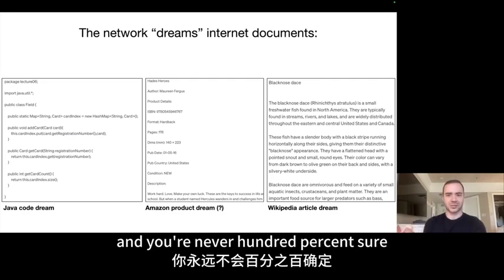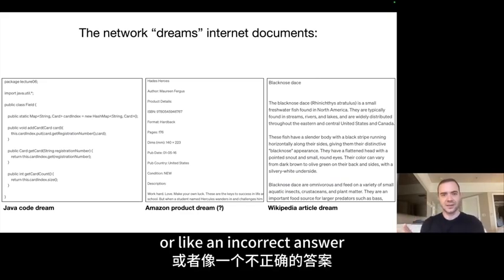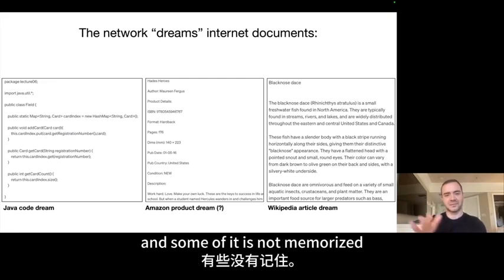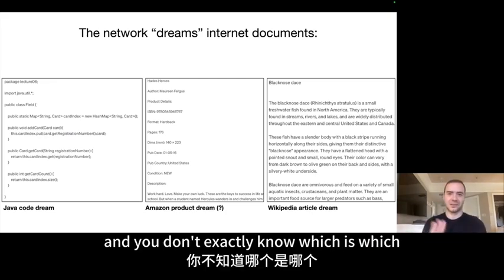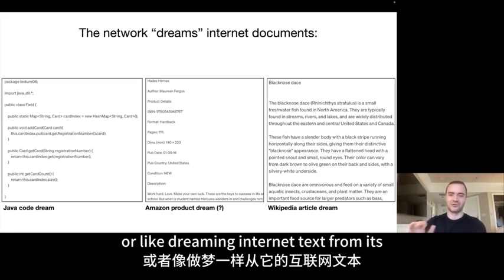And you're never 100% sure if what it comes up with is, as we call it, a hallucination, or an incorrect answer, or a correct answer necessarily. So some of this stuff could be memorized, and some of it is not memorized, and you don't exactly know which is which. But for the most part, this is just hallucinating or dreaming internet text from its data distribution.